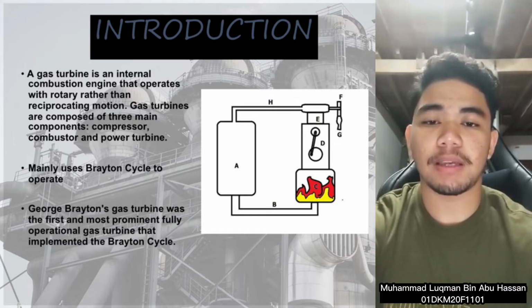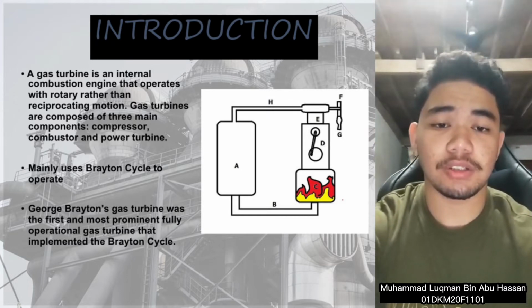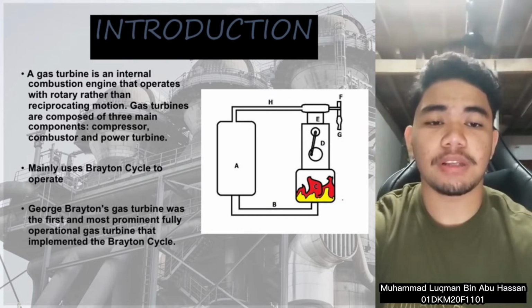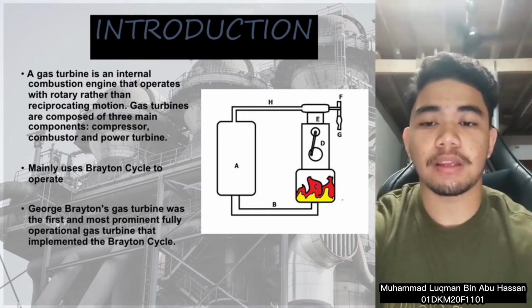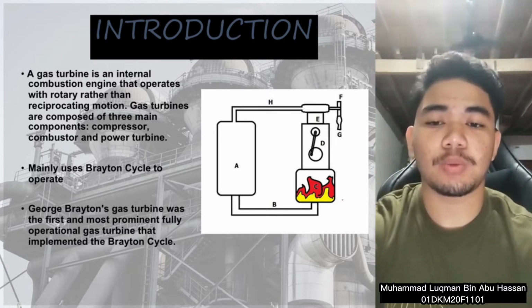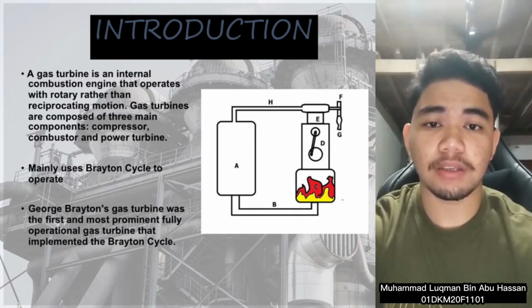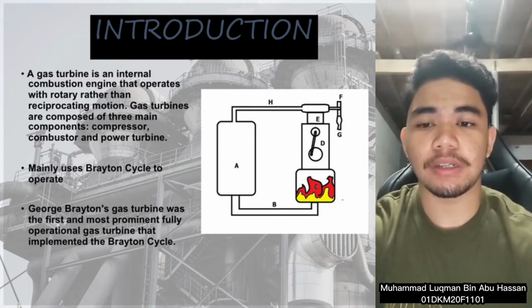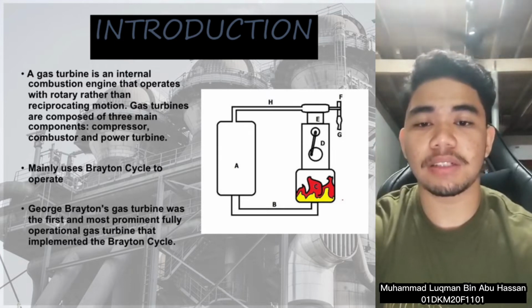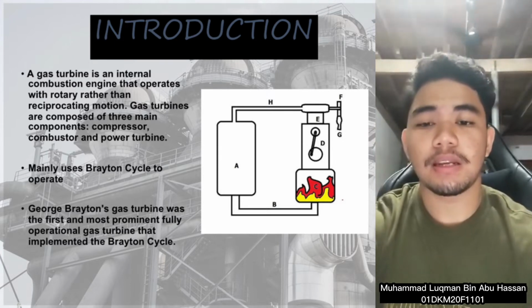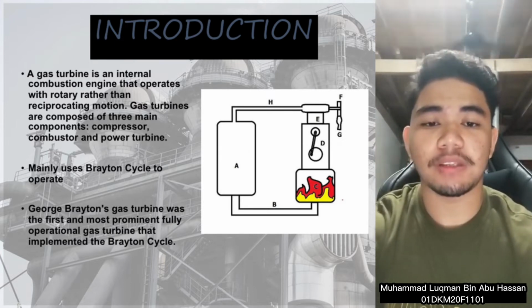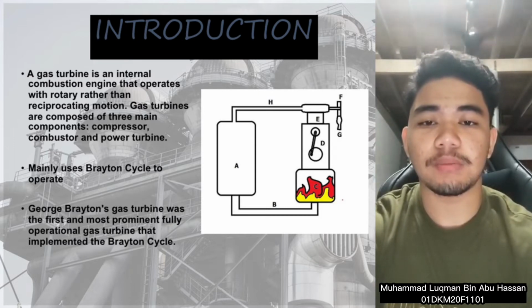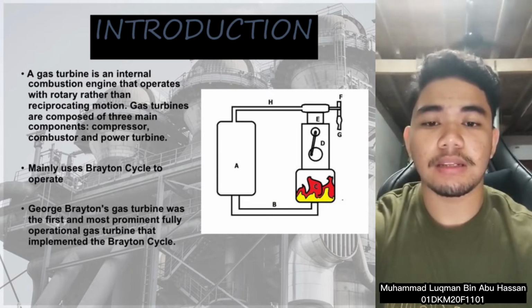A gas turbine is an internal combustion engine that operates with rotary rather than reciprocating motion. Gas turbines are comprised of three main components: compressor, combustor, and power turbine. The gas turbine mainly uses the Brayton cycle to operate. The Brayton cycle is a thermodynamic cycle that describes how a gas turbine operates.